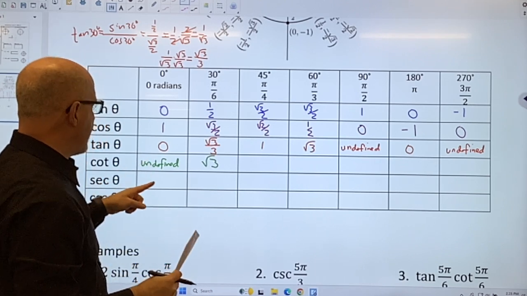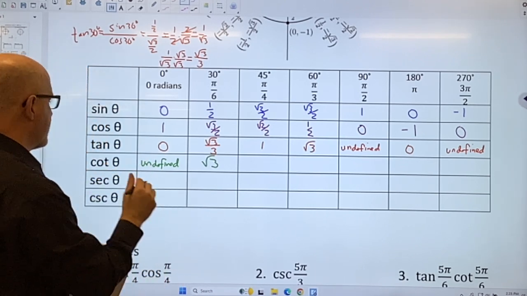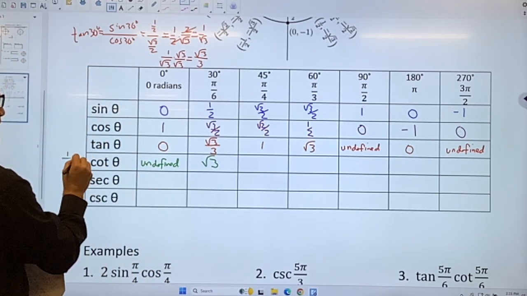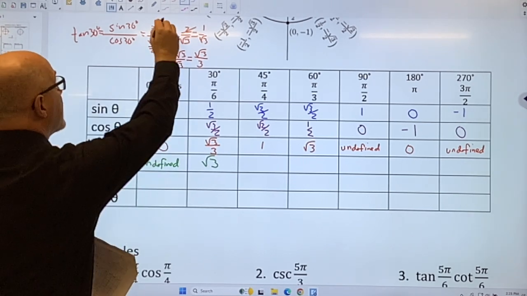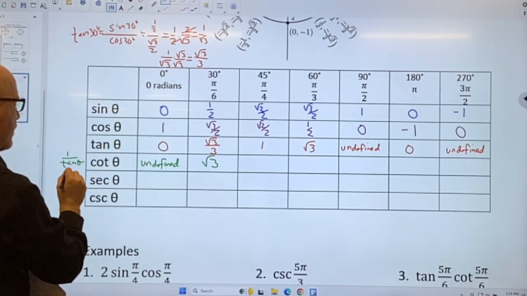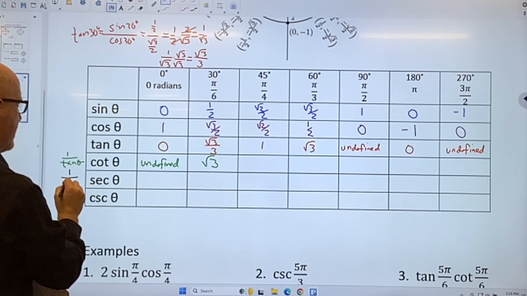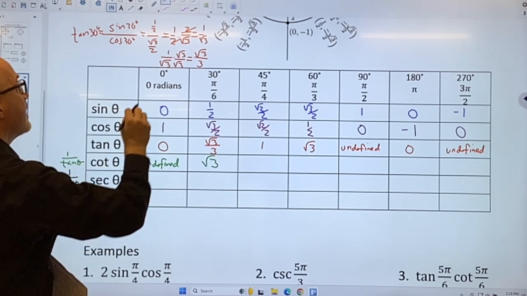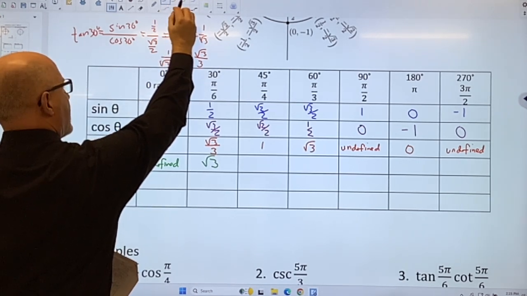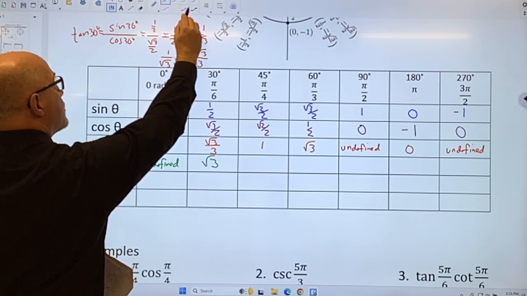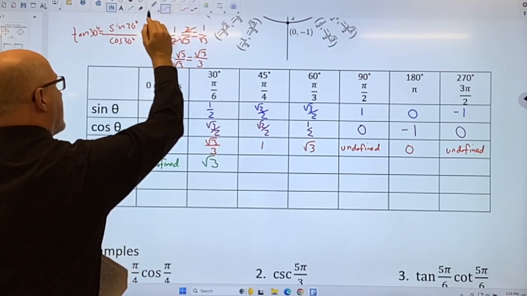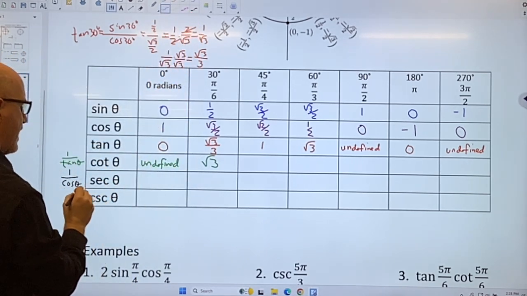You can do the same thing for secant. Okay, I'll just write that over here. This is 1 over tangent. Secant, remember, is 1 over cosine. And lastly, the cosecant, that's going to be 1 over sine.